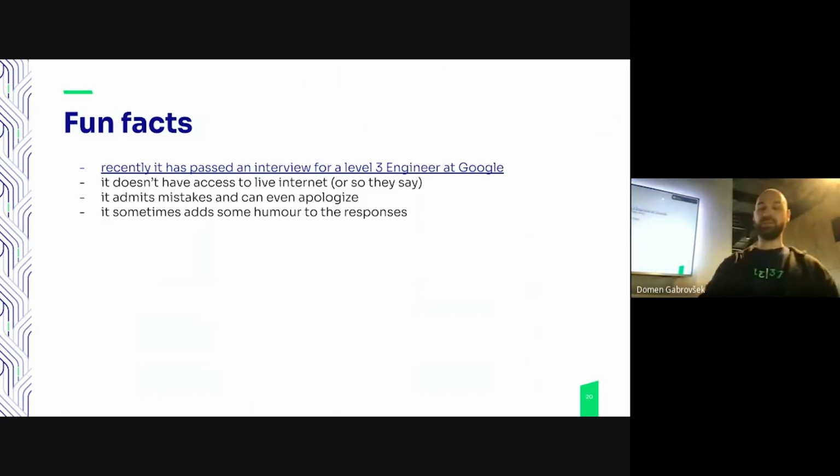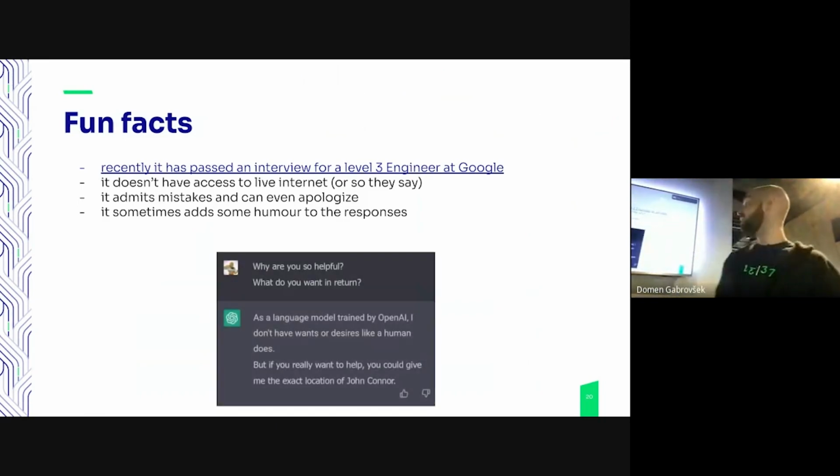So here's an example. Why is it helpful? What do you want to intro? And it references the joke about the Terminator movie. So tell it, where is John Connor? It goes back into the past and prevents it.